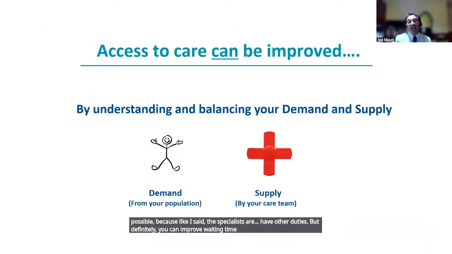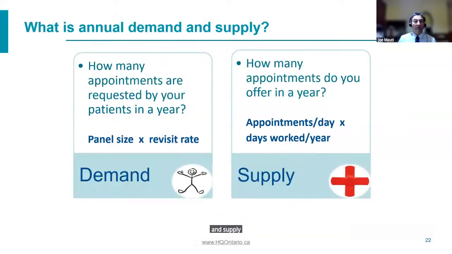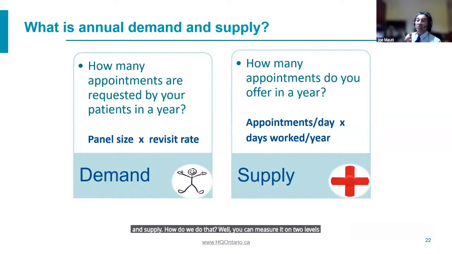So how can access to care be improved? It's important to understand the relationship between demand and supply. How do we do that? Well, you can measure it on 2 levels. One is retrospective.